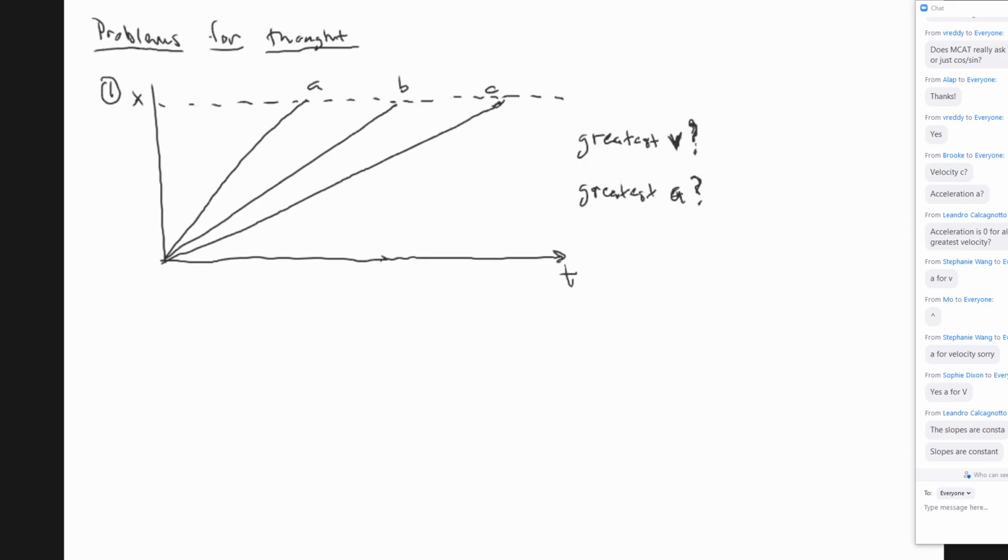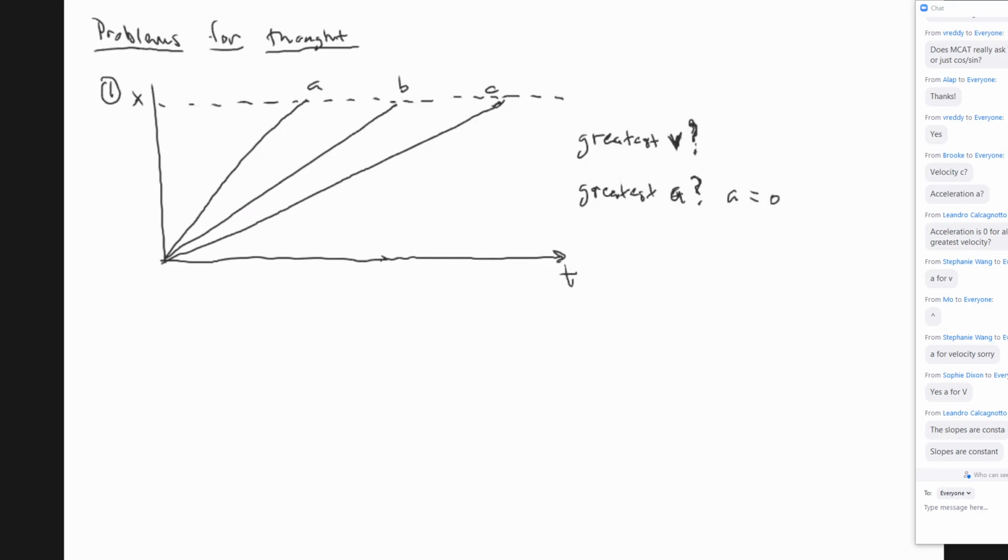Sure. So yeah, I think that the slopes, I think you tried to draw exactly straight lines. So the slopes are constant, which means that the velocity is constant. So therefore 0 acceleration. Yeah, because acceleration is defined as what? Change in velocity over change in time. Right. So there's no change in velocity because the velocity is constant, all accelerations are 0. So they're all the greatest and all the least at the same time.